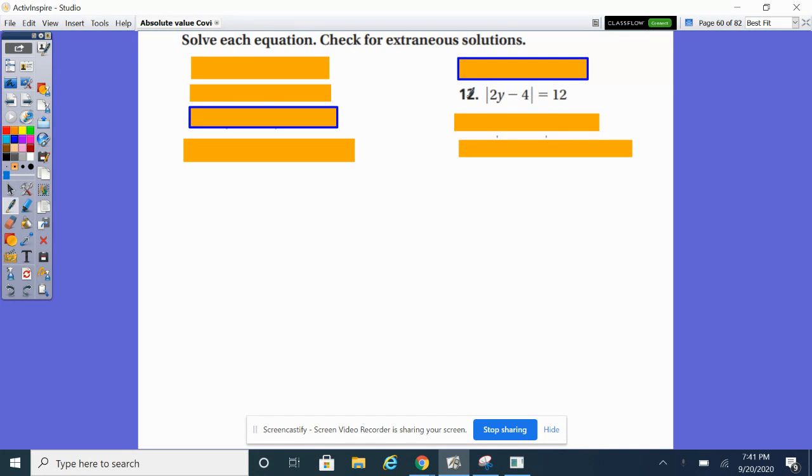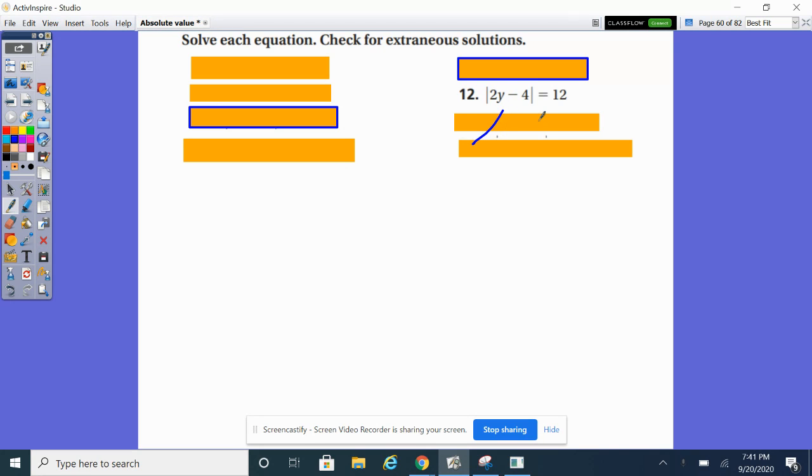So the first problem is going to be problem 12 here. The absolute value of 2y minus 4 is equal to 12. We want to first look in front of the absolute value and then after it. There's no numbers or anything to move. We just have the absolute value bars by themselves.